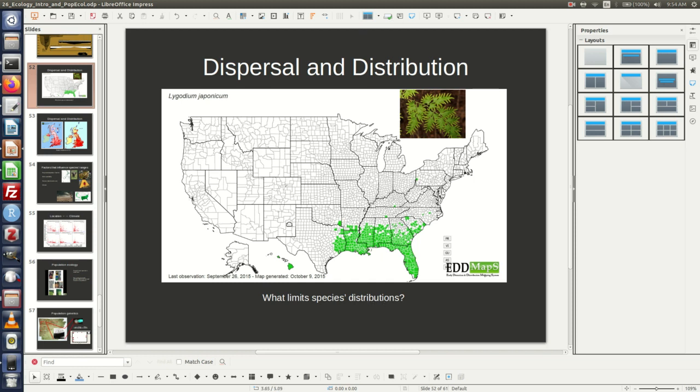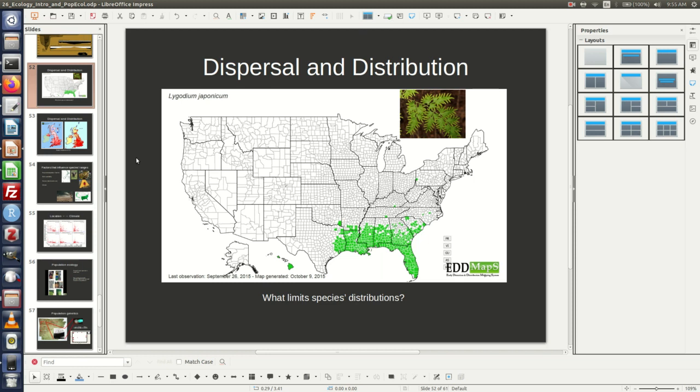Why isn't it all over the place? What limits the distribution of this species? Why didn't it start out here in the U.S.? Well, this all comes down to a couple different things: environment, so climate, and dispersal.